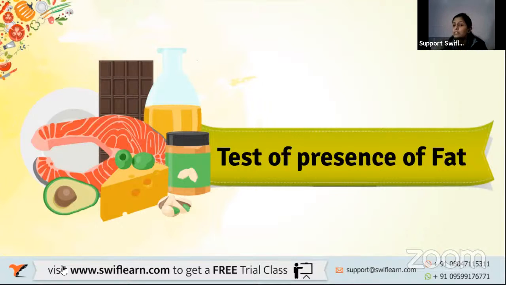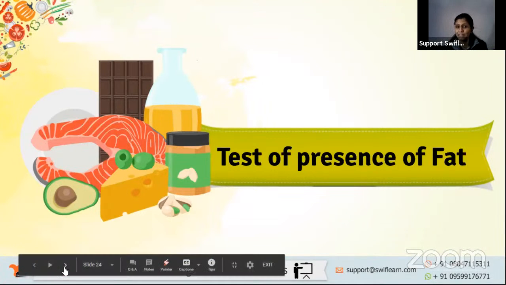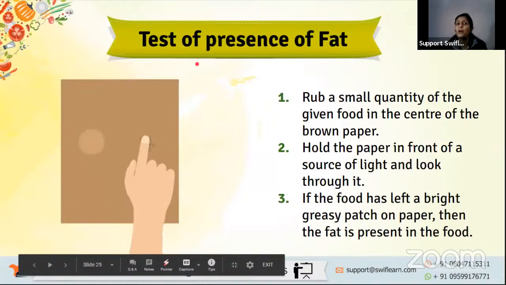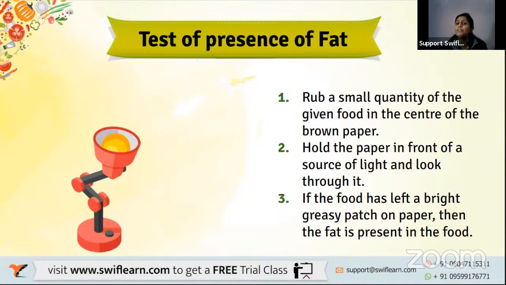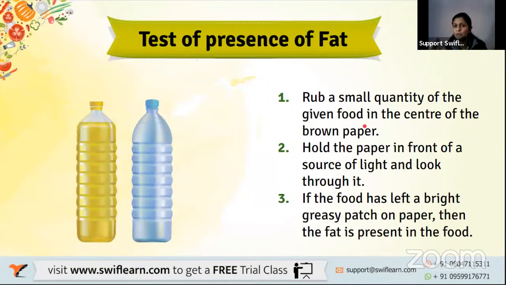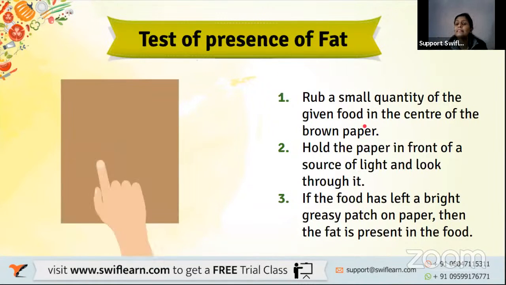We are not able to see through it perfectly, but there is a layer that is being formed because of the oil that was there in that French fries. So the same thing you have to do. How can you test the presence of fat? You have to rub a small quantity of the given food item in which you want to check that fat is there or not in the center of the brown paper. Take a brown paper and just rub.